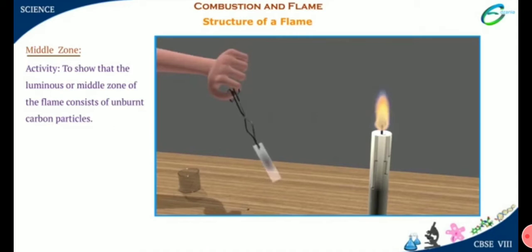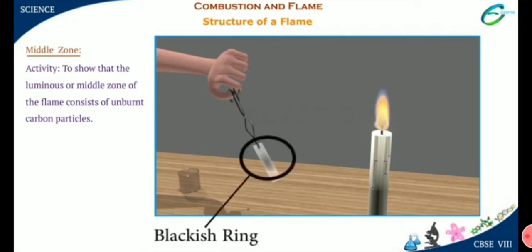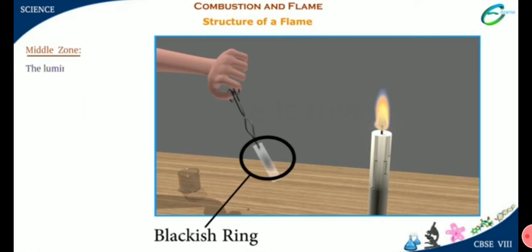Now remove the slide from the flame and observe. A circular blackish ring is formed on the glass slide. So we can say that the luminous flame consists of unburnt carbon particles.